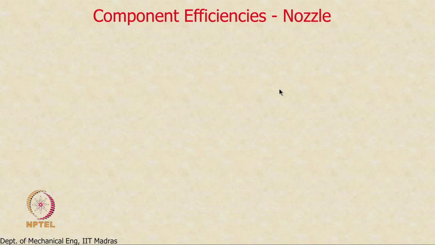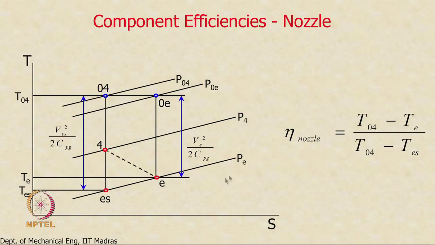Now, with the nozzle, there is one more complication. What is the complication? We have said that this is exit pressure PE. Now, this exit pressure PE is going to be different depending upon whether the nozzle is choked or not. If it is not choked, then the exit pressure is equal to the ambient pressure. If it is choked, then the exit pressure is equal to the critical pressure, M equal to 1.